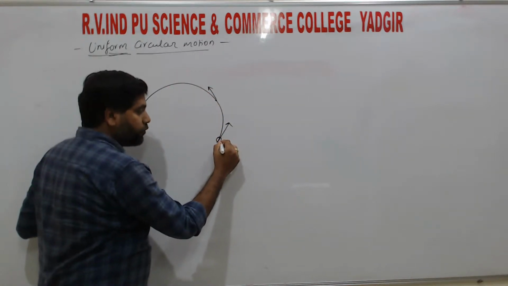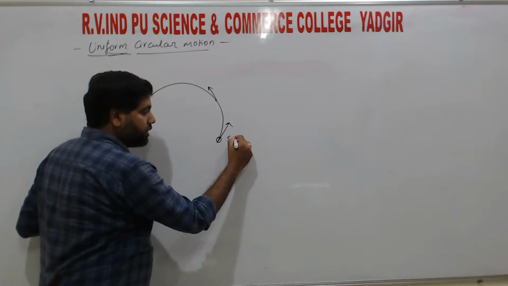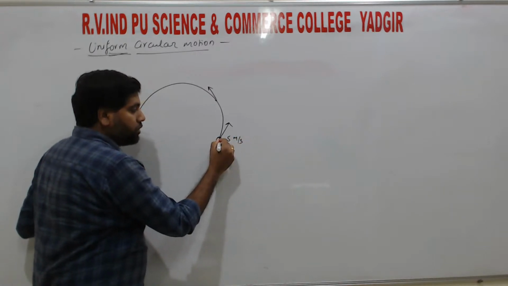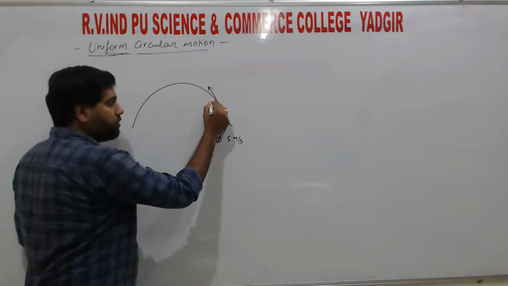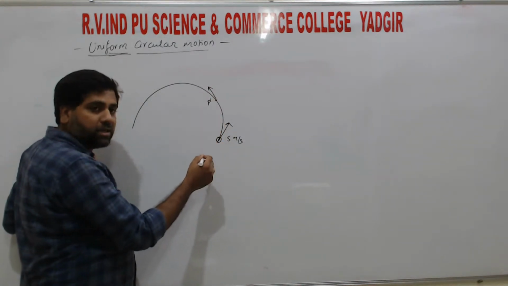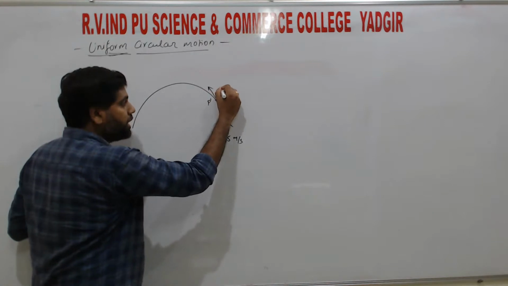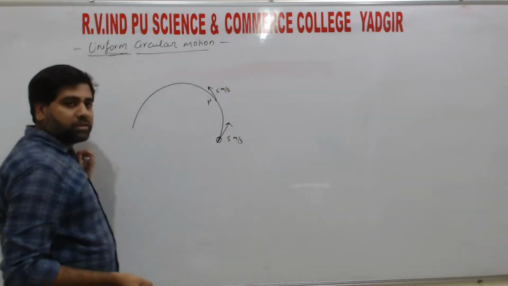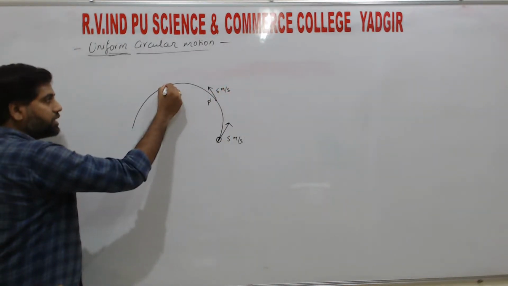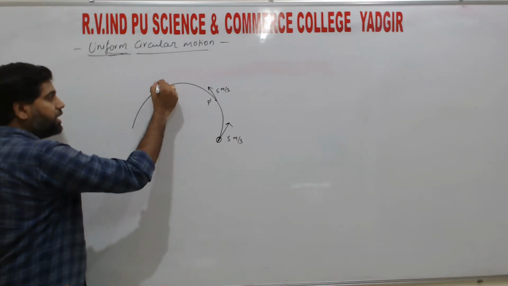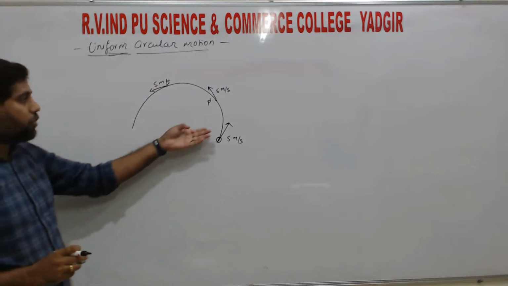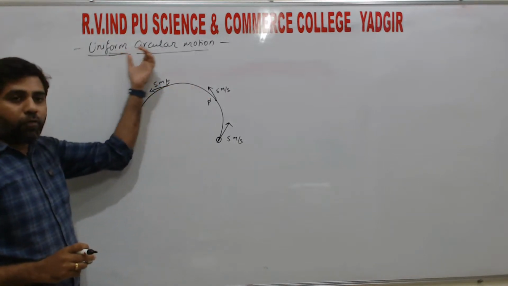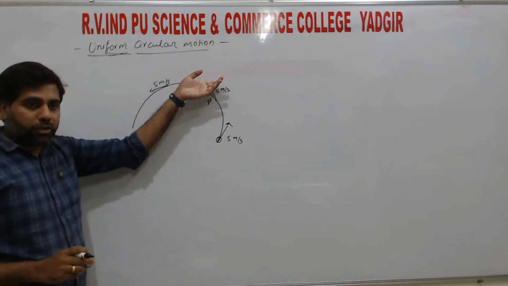For example, if the object is moving with a speed of 5 meters per second from the initial point, after a certain time it covers some point P dash. Here also its speed is 5 meters per second. After 10 seconds again its speed is the same. That type of motion we call uniform circular motion.